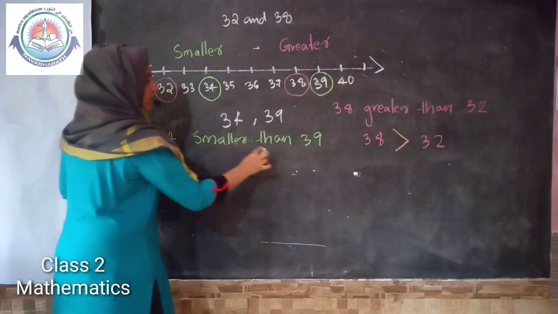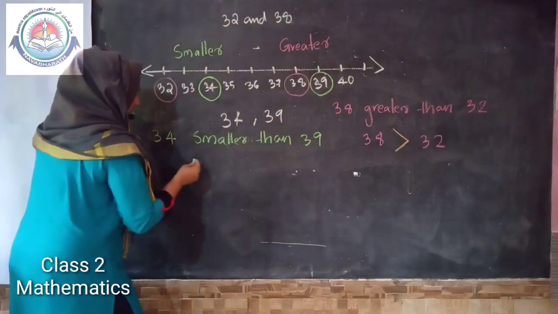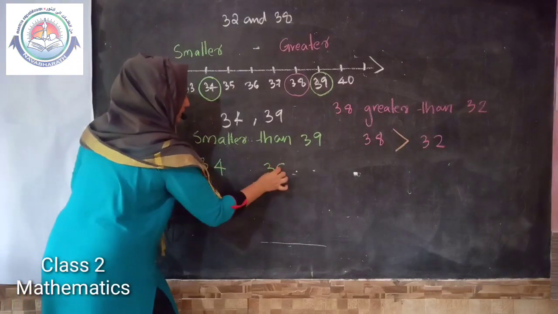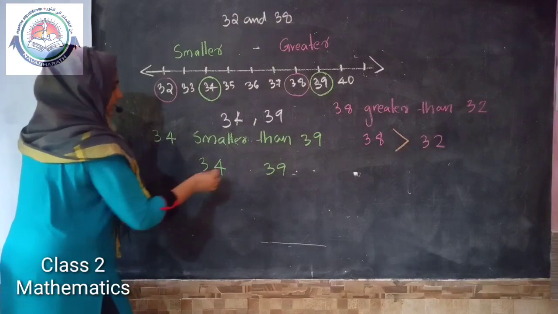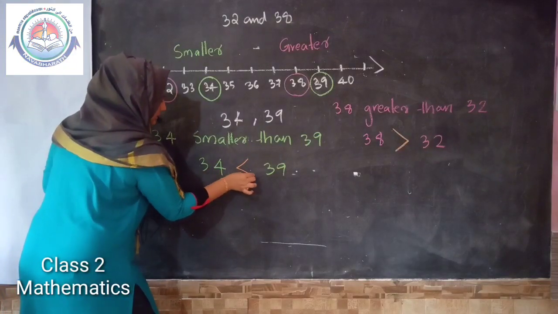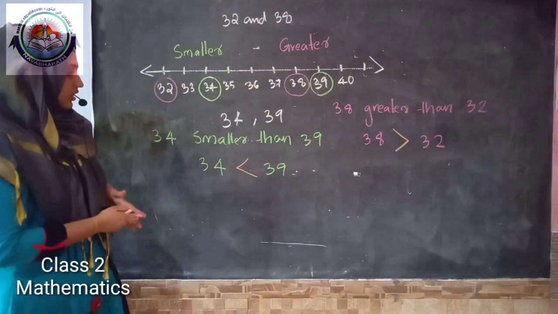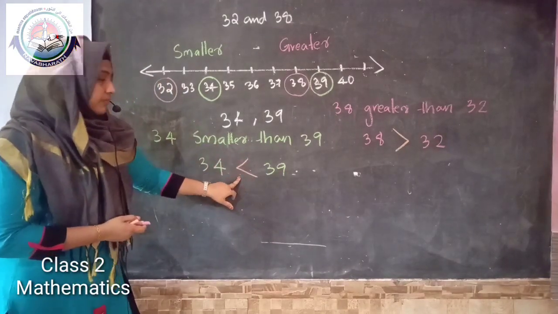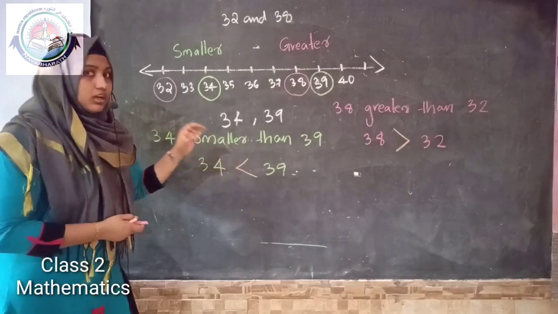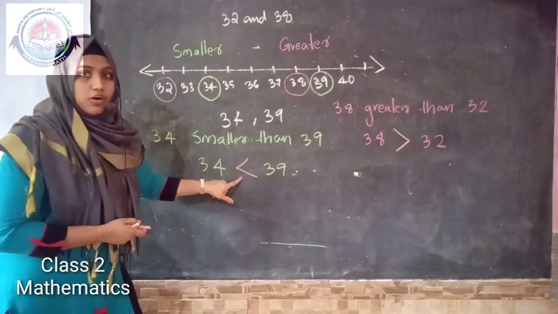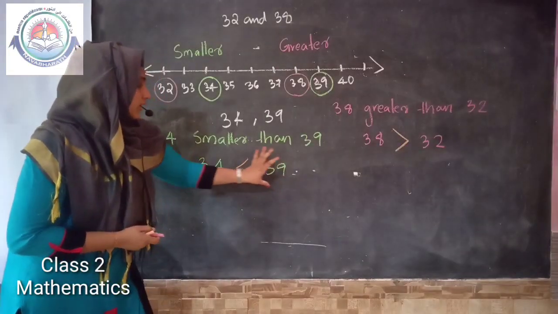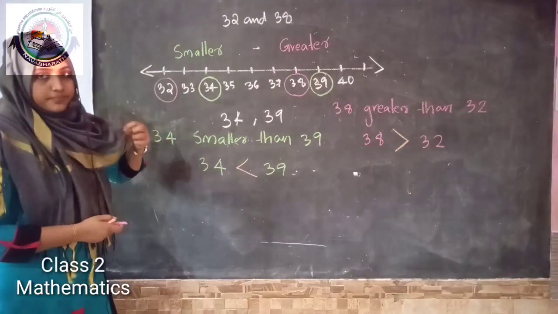34 is smaller than 39. So we can use 34 and 39 here, and this symbol. The big mouth of this symbol is towards the large number.